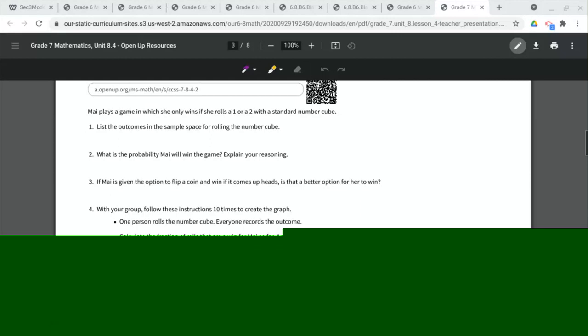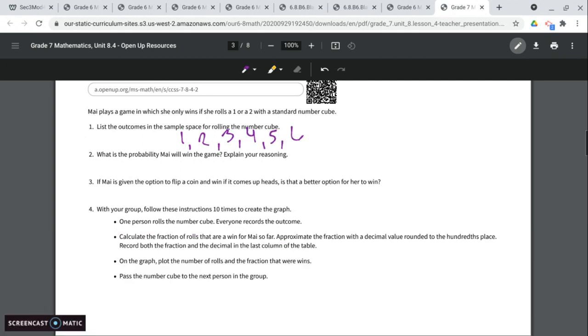Mai plays a game in which she only wins if she rolls a 1 or a 2 with a standard number cube. List the outcomes in the sample space for rolling the number cube. Well, a number cube has 1, 2, 3, 4, 5, and 6. What's the probability Mai will win the game?